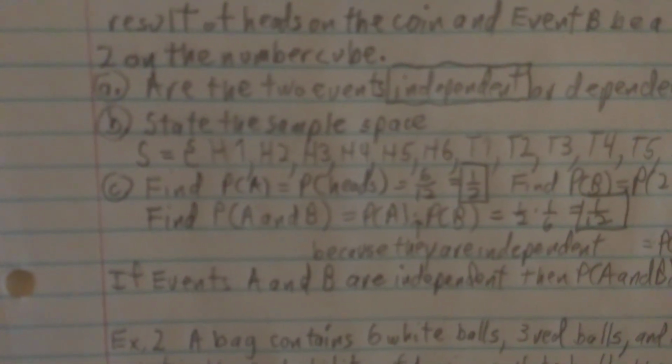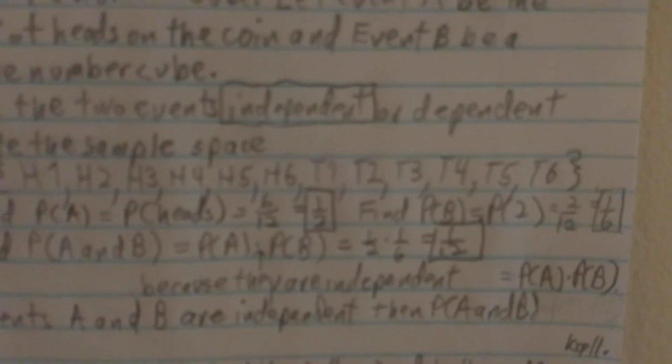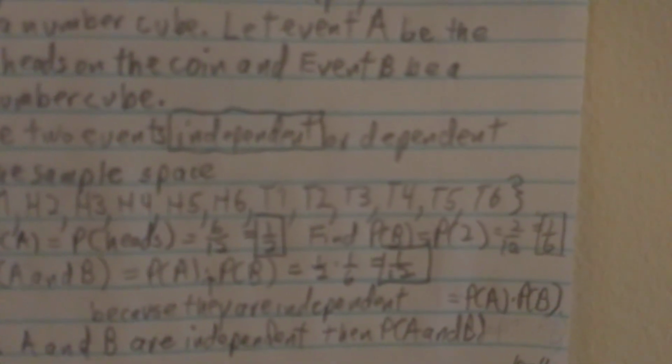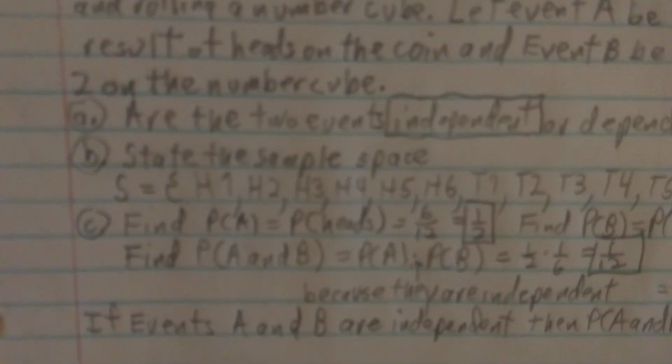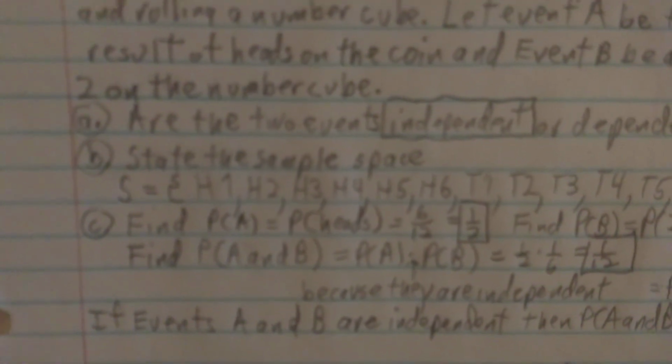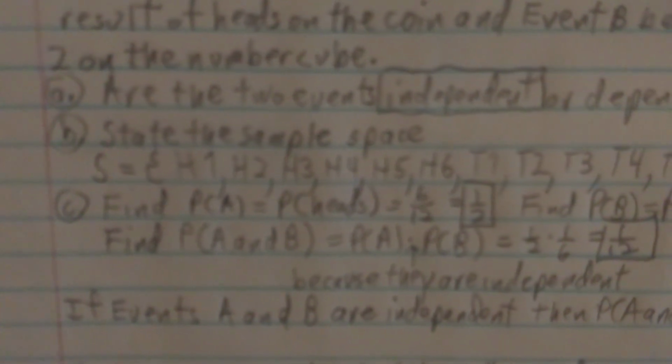Now for part C, find the probability of A, the probability of heads, which is 6 over 12 or 1/2, and find the probability of B, which is the probability of rolling a 2, which is 2 over 12 simplified to 1/6. As the section title says, compound events, this is a compound event. Find the probability of A and B occurring. When they're independent from each other, you can multiply the probabilities as we're doing here. Probability of A times probability of B is 1/2 times 1/6, or 1/12, for both the heads and a 2 being rolled.